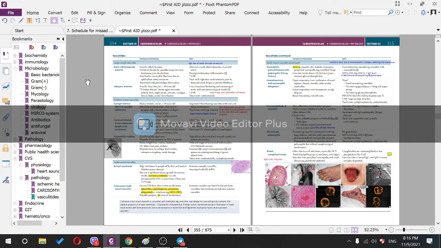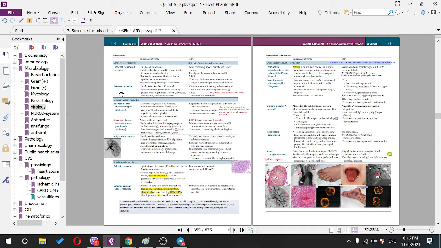Okay, vasculitis. Okay, vasculitis is the plural. First of all, guys, which form of hypersensitivity reaction are vasculitis? Is it type 1, type 2, type 3, type 4 hypersensitivity reaction?